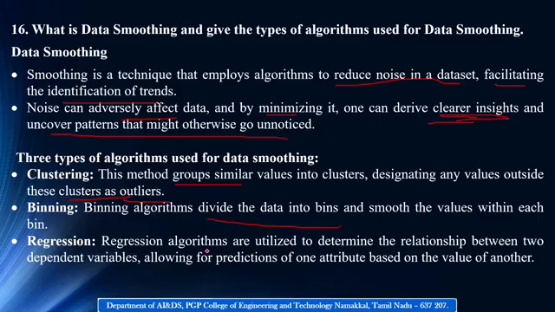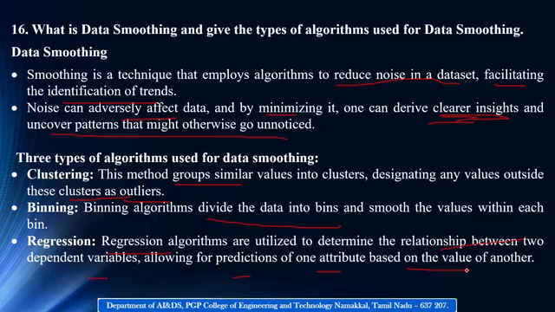Then regression. You can use regression algorithms to determine the relationship between two different variables, allowing for predictions of one attribute based on the value of the other. So it finds the relationship between two variables, and based on one, you can forecast the next one. That is the use of regression. So you must be very clear about data smoothing. Then, what are the three different types of data smoothing?